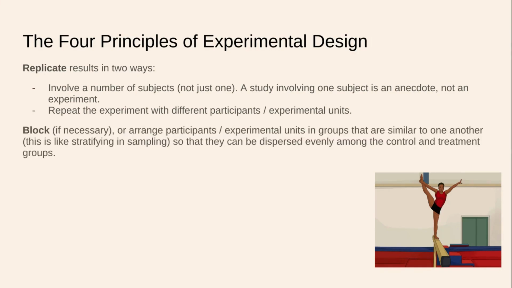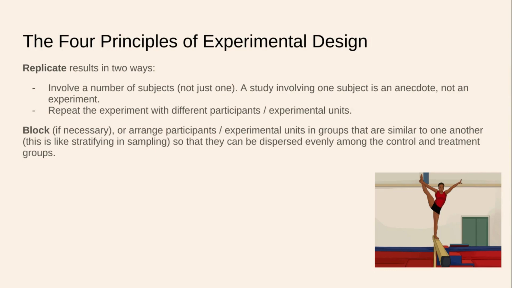And the 4th principle of experimental design, and this is one we only use if absolutely necessary, is blocking. And that is arranging participants or experimental units in groups that are similar to one another. This should remind us of stratifying when we were talking about sampling in Chapter 11, so that they can be dispersed evenly among the control and treatment groups.